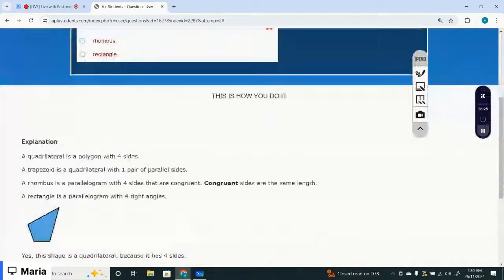A quadrilateral is a polygon with four sides. A trapezoid is a quadrilateral with one pair of parallel sides. A rhombus is a parallelogram with four sides that are congruent. Congruent sides are the same length. A rectangle is a parallelogram with four right angles. So this shape is a quadrilateral with four sides.